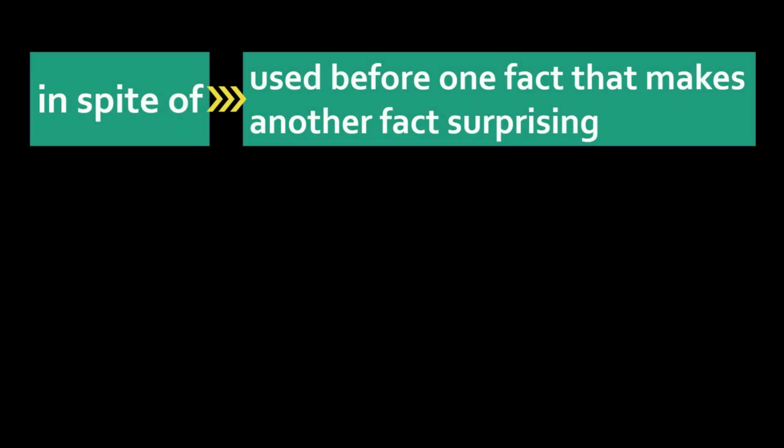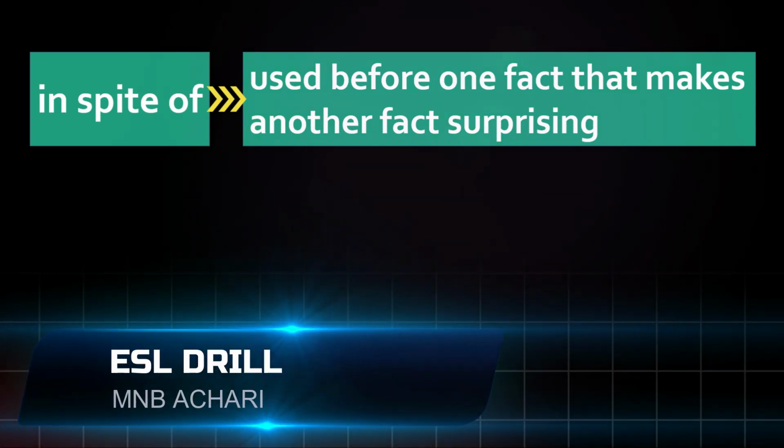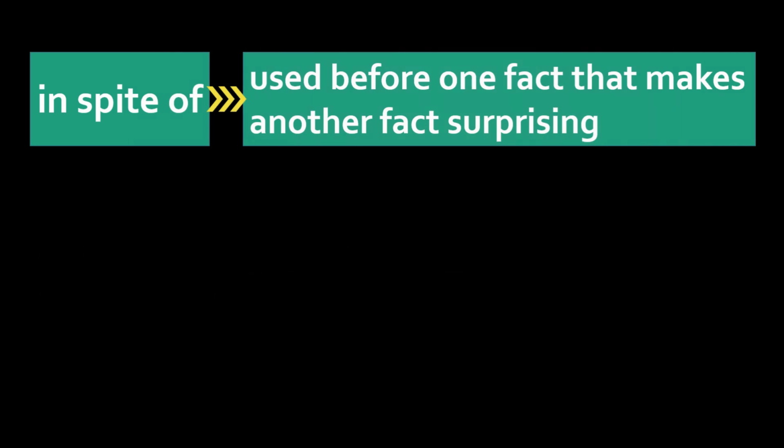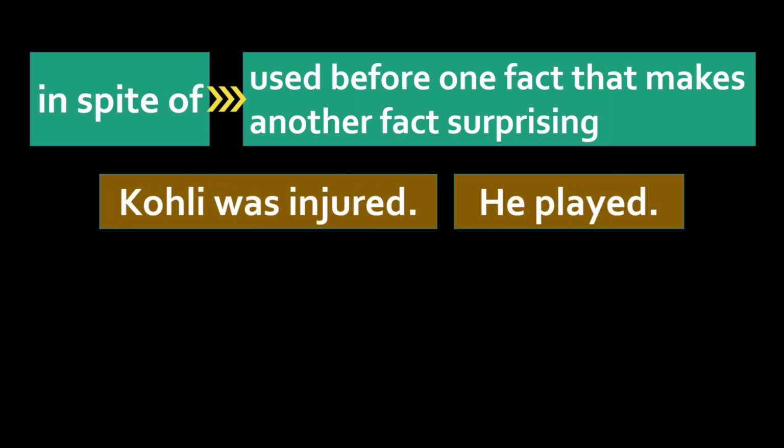Let's see the meaning of in spite of. See here, in spite of. That's a 3-word preposition. We call it a compound preposition because it has more than one word. Okay, in spite of is used before one fact that makes another fact surprising. Okay, it means we are dealing with two facts. Let's see how in example sentences.